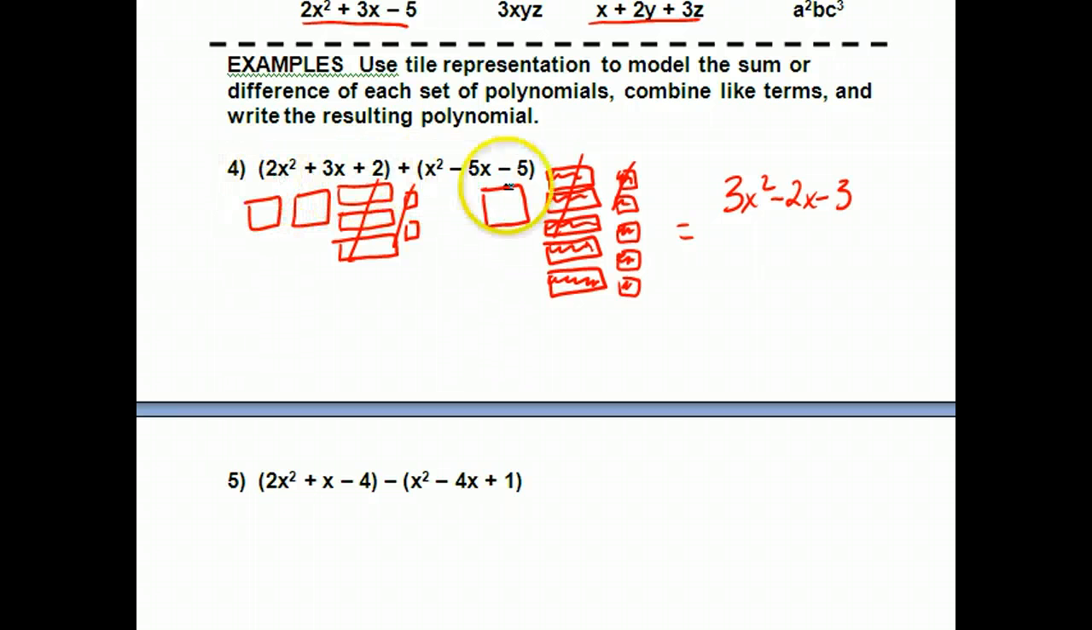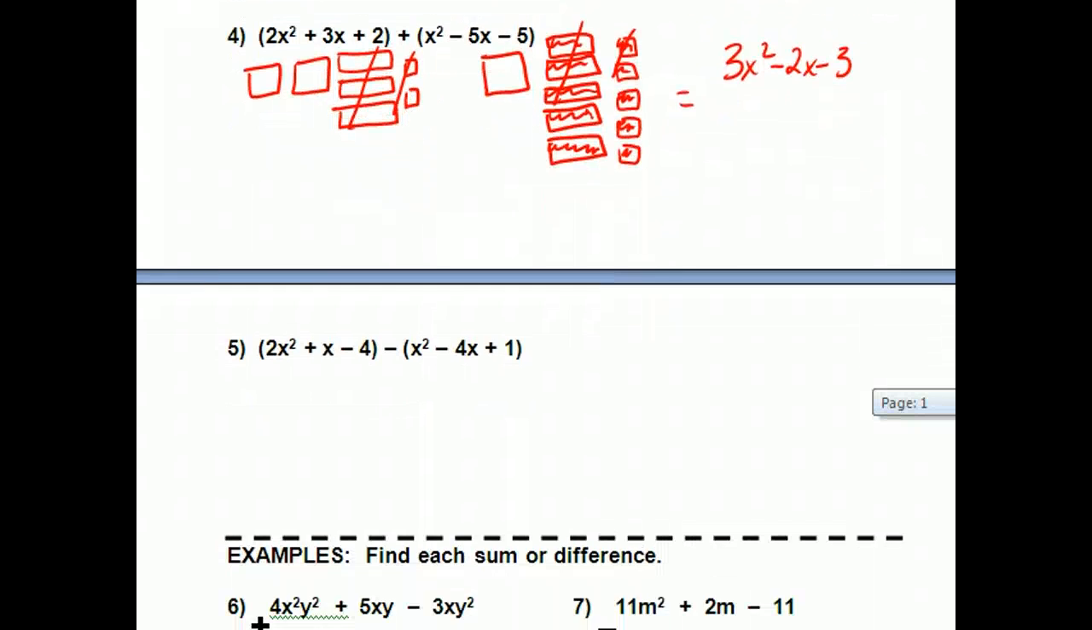So when I look at the algebra up here, I only want to add up terms that are like terms. So I look at my squareds, I add those two up, 2 plus 1 here. When I look at my x's, I put those together. 3x minus 5x gives me minus 2x. And I look at my units, plus 2 minus 5 gives me minus 3. Okay, I'm going to leave 5 for you as an exercise to do.